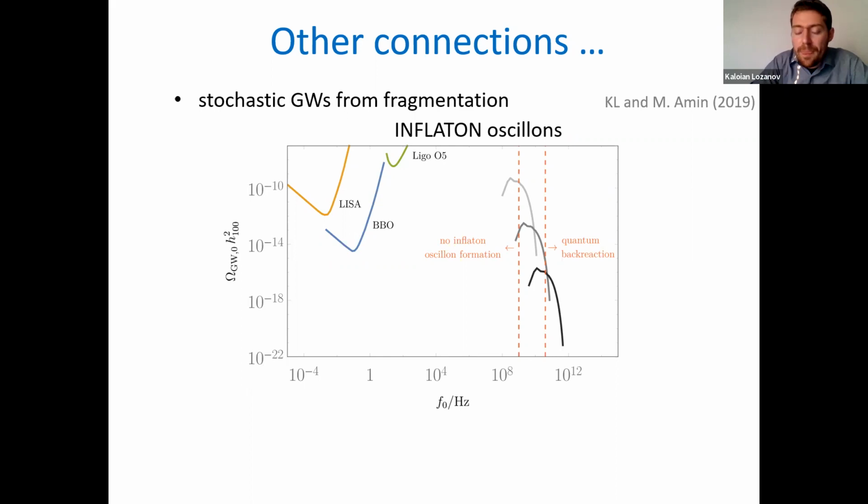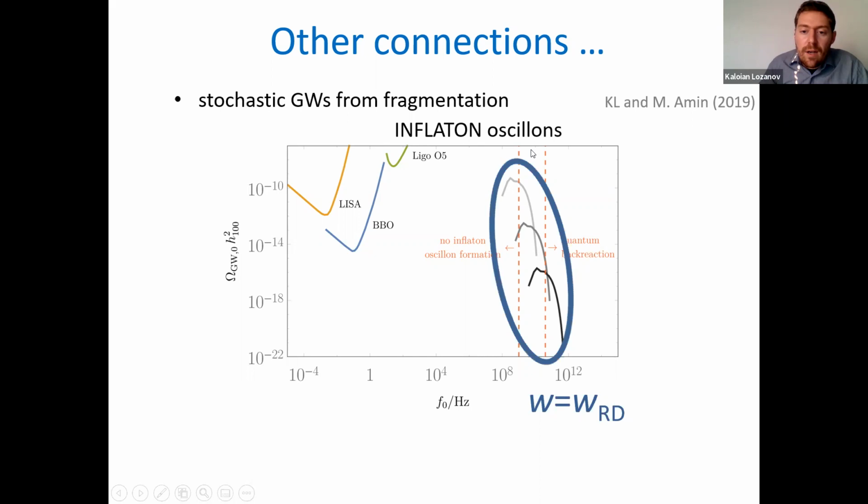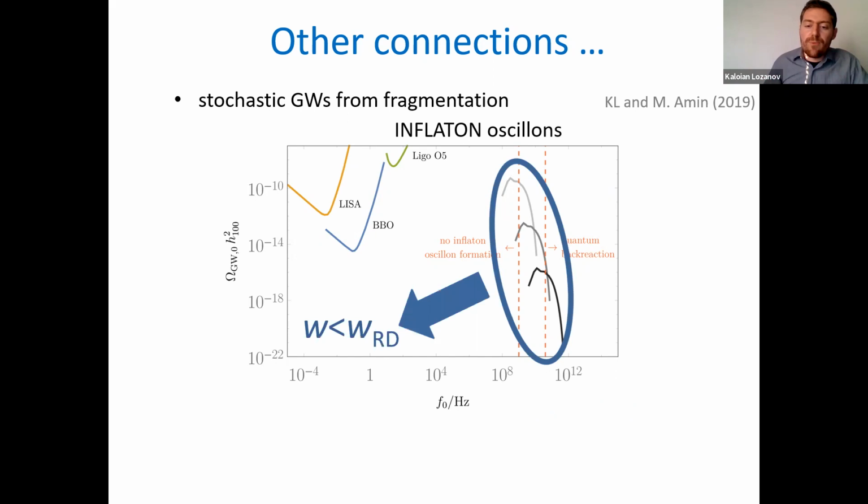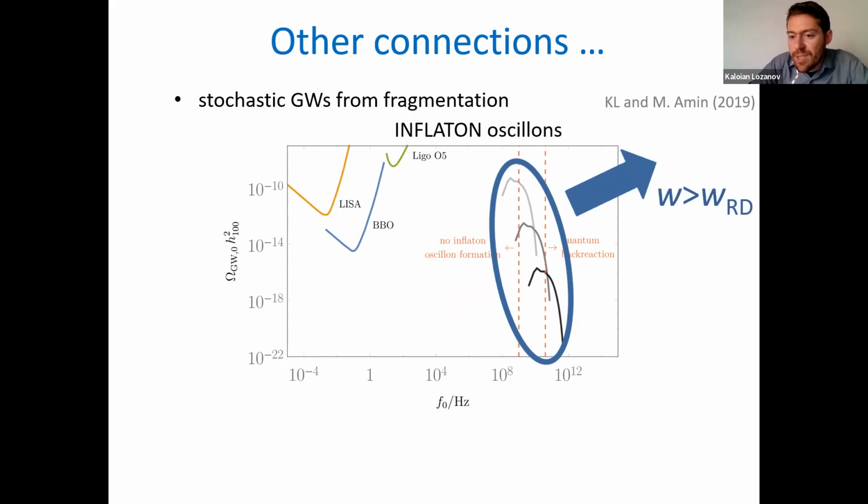Nevertheless, there is some hope left for observations. These bounds are derived under the assumption of the immediate onset of radiation domination after oscillon formation. If we assume something faster than radiation domination, say matter domination, then these bounds get translated in this direction. Whereas if we assume something slower than radiation domination, say kination domination, then these bounds get translated in this direction. And of course, the amount of translation depends on the exact details of the expansion history between oscillon formation and the eventual onset of radiation domination.